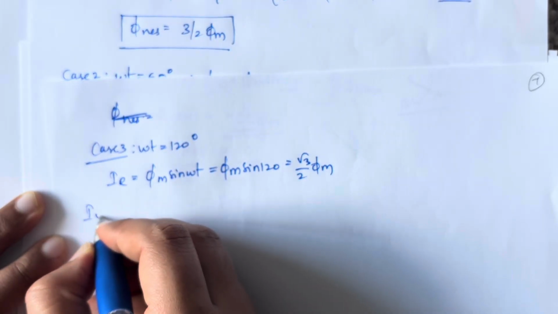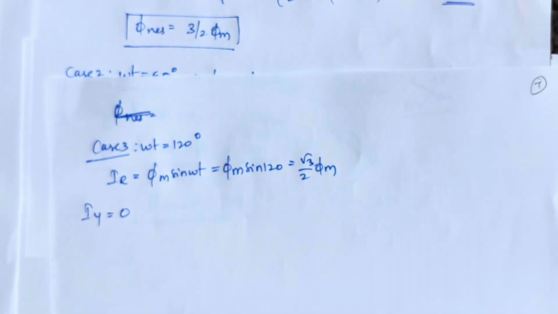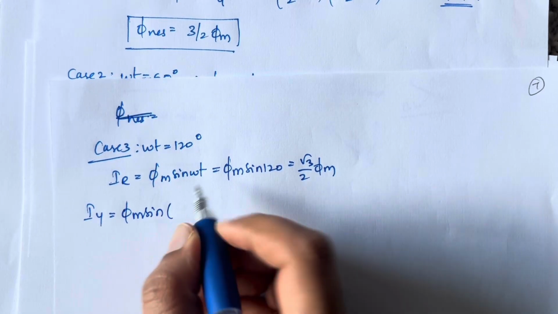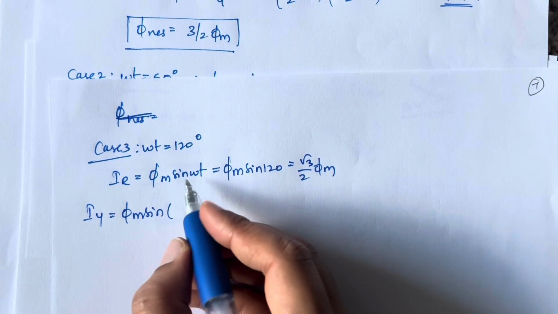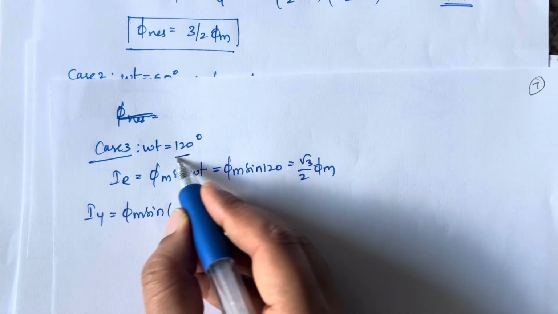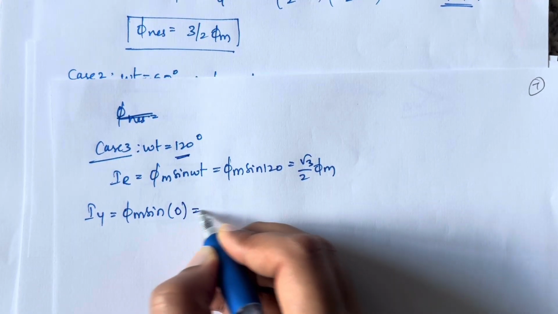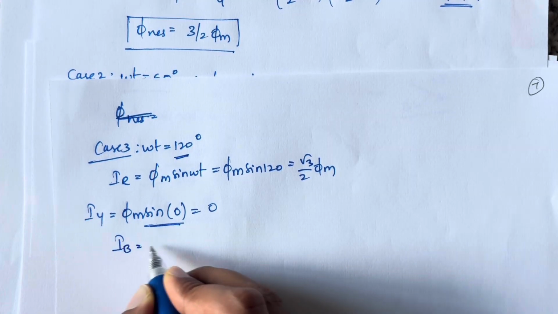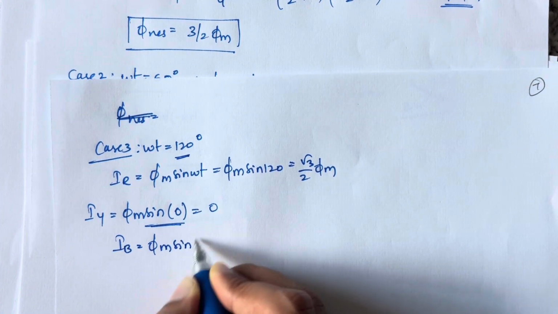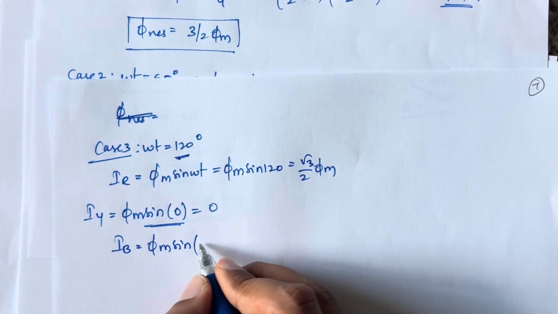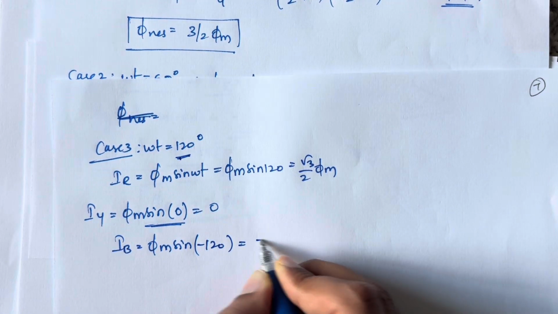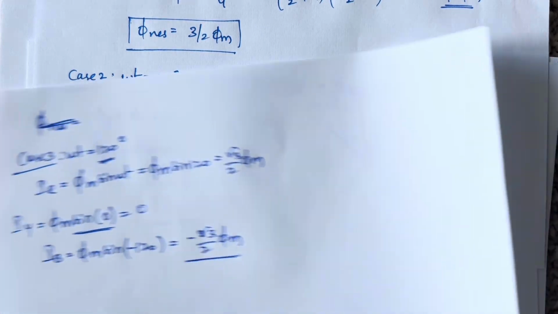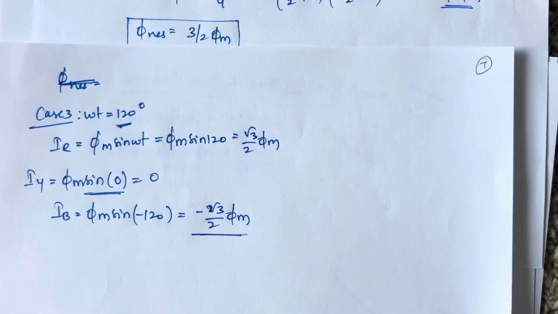Next is phi Y, which is equal to phi m sine of omega t minus 120. What is omega t? 120. 120 minus 120 is 0, so sine 0 is 0. So this component is blindly 0. Phi B is equal to phi m sine of 120 minus 240, which is minus 120, which is equal to minus root 3 by 2 phi m. Okay, now let us try to represent this in a phasor diagram again.